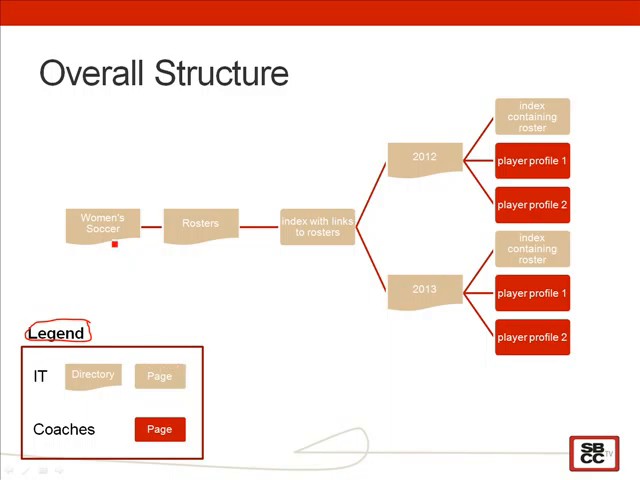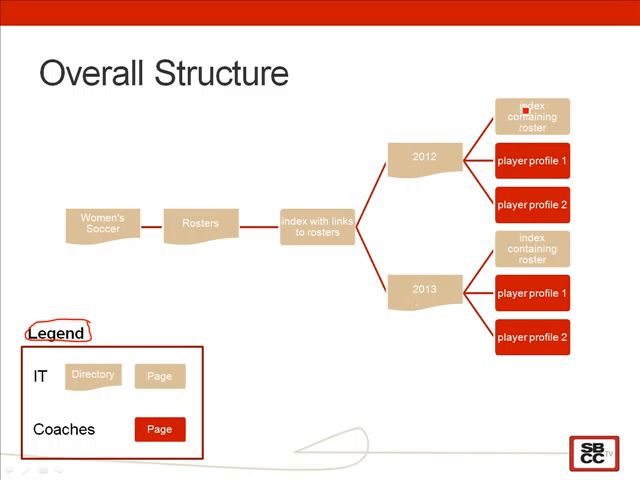So if I look up here, there's already a women's soccer directory, and then there is also a rosters directory. And then inside of the roster directory there is an index page, and that index page has links to these different rosters. So if I click on 2012, I'm going to go into the 2012 directory. If I click on 2013, it's going to take me to the 2013 directory.